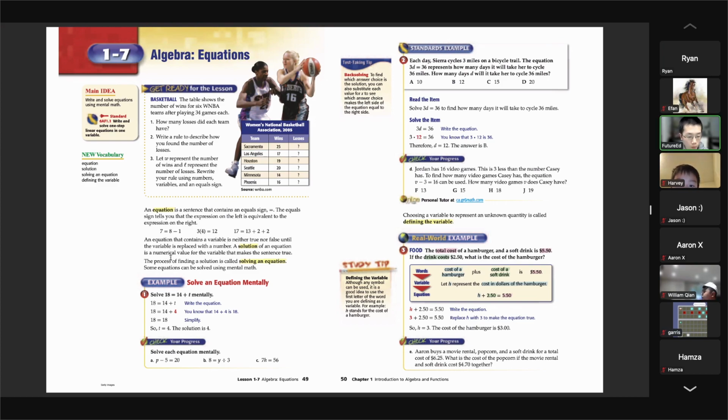So what we've actually just all been doing was finding solutions to equations to make them true, right? The statements, we like them to be true. There are actually lots of false statements, but you do like making the solutions true. I'll finish it off. So the process of finding a solution is called solving an equation. Some equations can be solved using mental math.